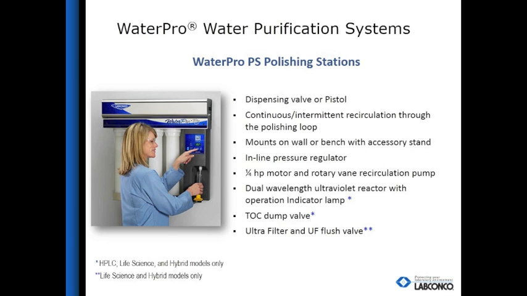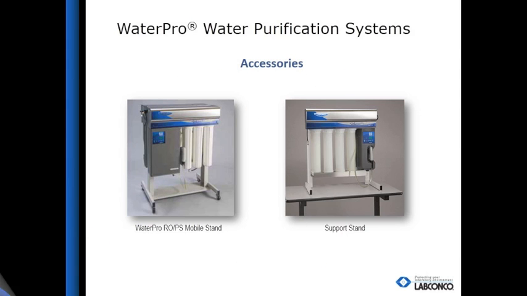Up to 1.8 liters per minute of Type 1 water can be dispensed through the valve or the gun. In addition to the benchtop stand, Labconco offers an accessory mobile stand which adds portability to the water purification systems, so they may be moved from lab to lab as needed. It accommodates the WaterPro RO system on one side and the WaterPro PS polishing system on the other.